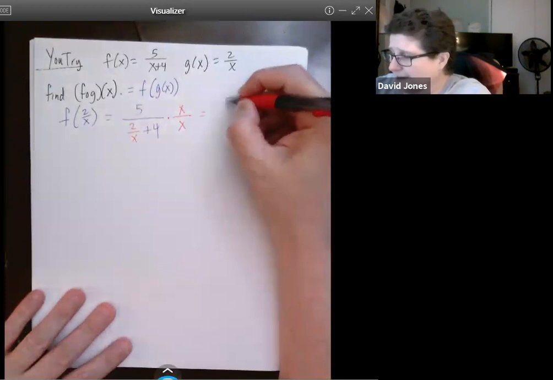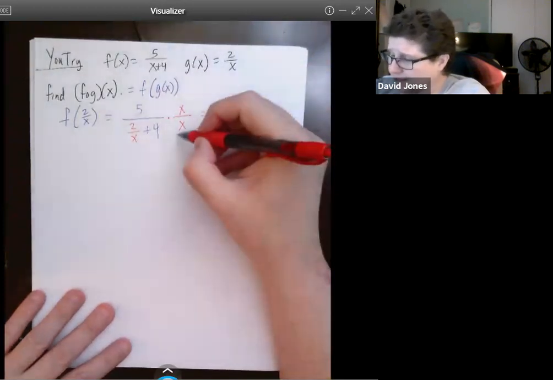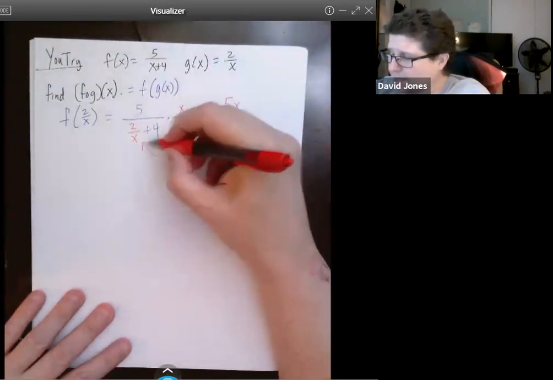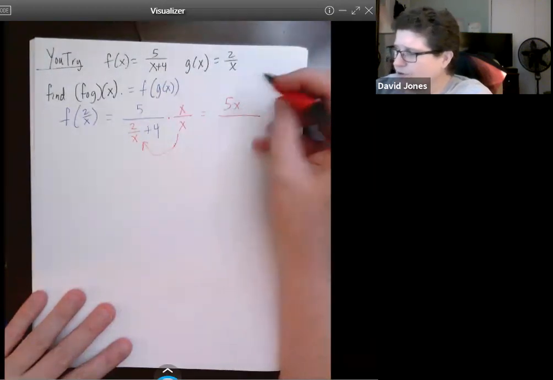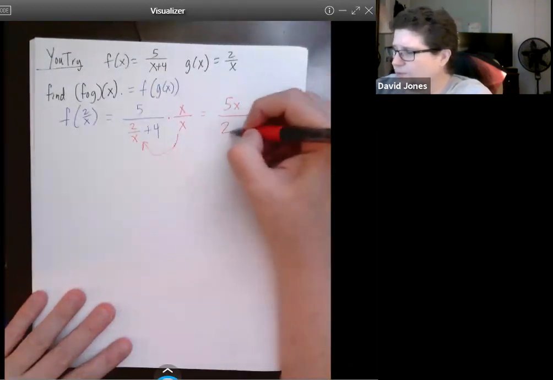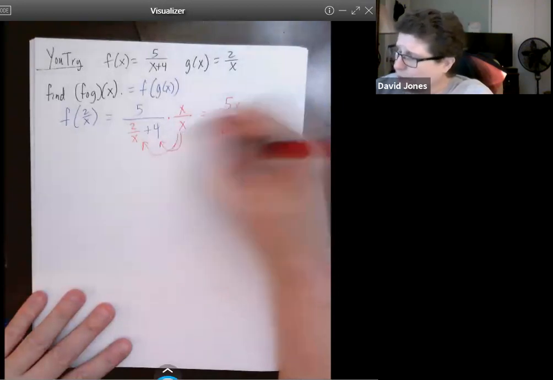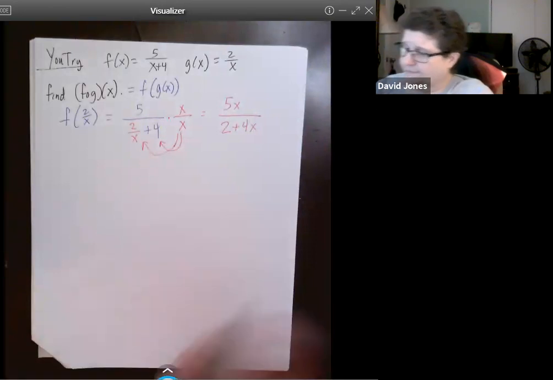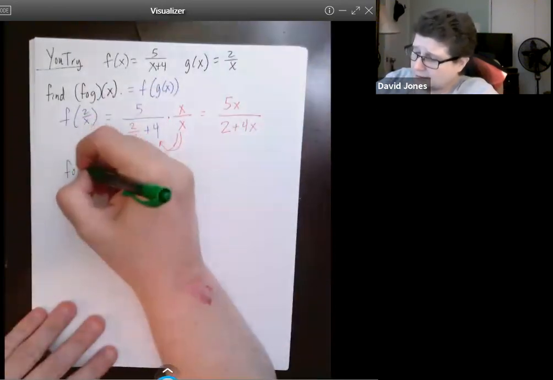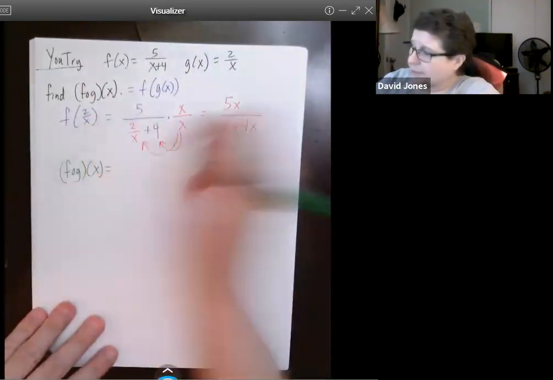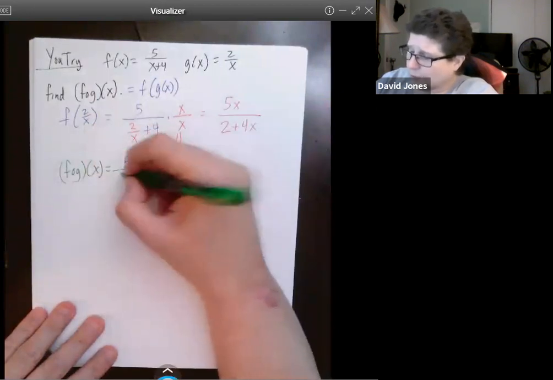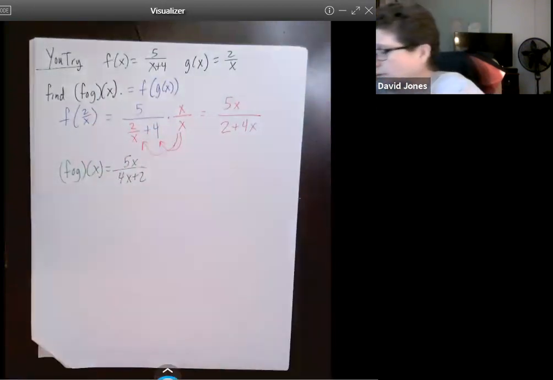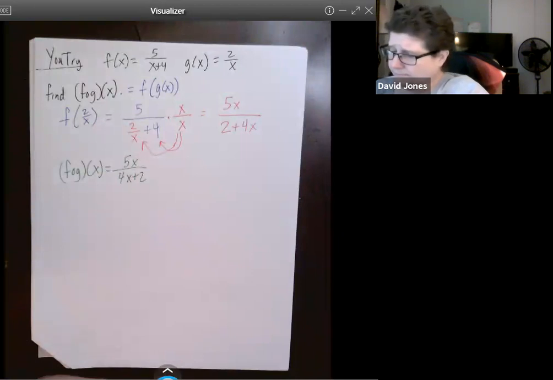Distributed on top, I get 5x. If I distribute it to each of these, 2 over x times x is just 2, and then x times 4 is plus 4x. So f of g of x equals 5x over 4x plus 2. And those don't simplify because the top has an x and the bottom does not.